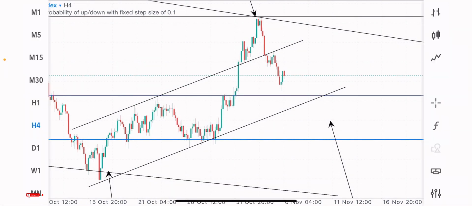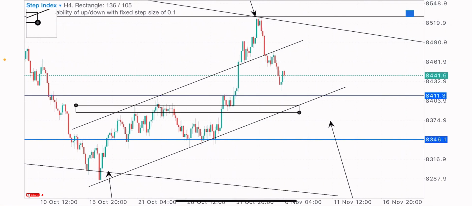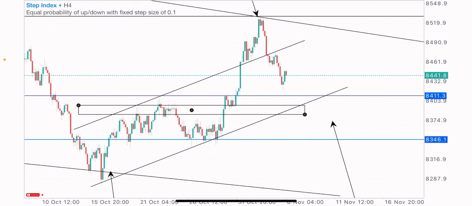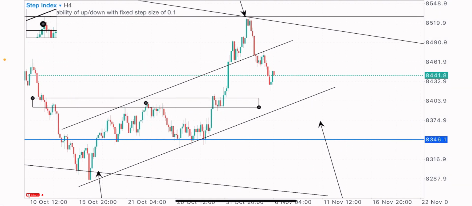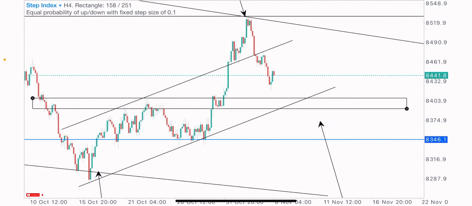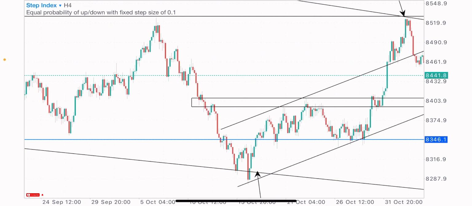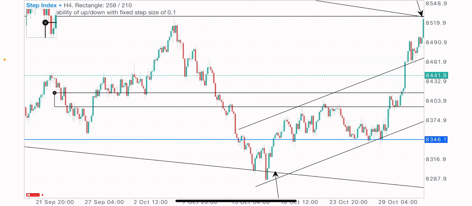Let me identify this level properly. Let me clear this blue line to have a clear chart and a clear view at that point. We have this identified level, right? This is the proper identification of this level, right?